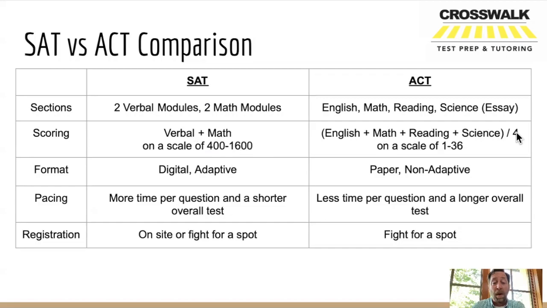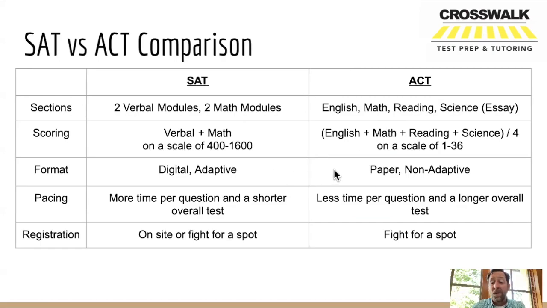Going back to that student who might be less inclined with math, let's say they get a really weak math score. If you get a good English, a good reading, and a good science, it can lift the whole entire score up. Again, if you're more math inclined, SAT. If you're less math inclined, ACT.